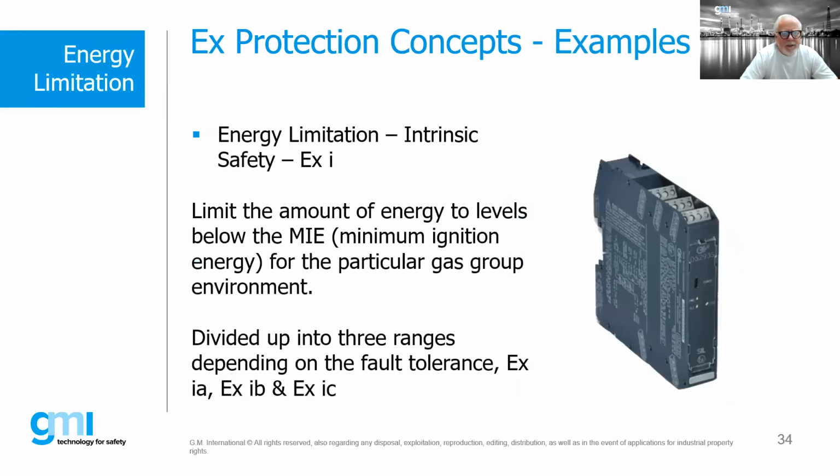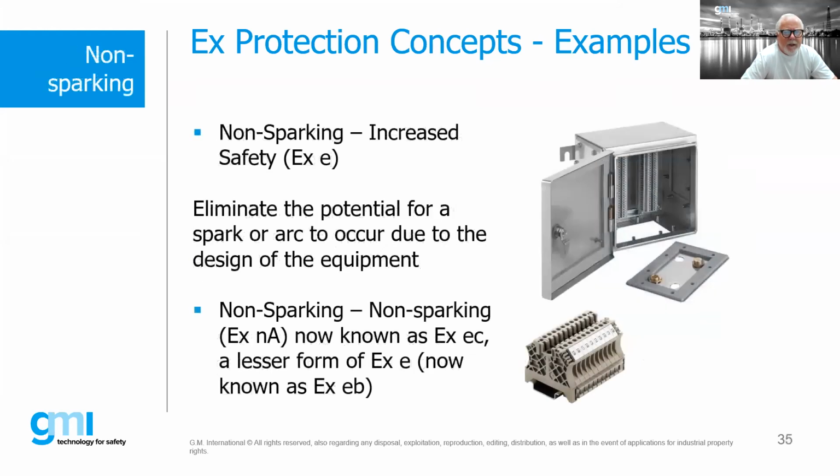So energy limitation, we limit the amount of energy. That's our minimum ignition energy, kind of like what we talked about previously for hydrogen. For example, we saw that it was 19 microjoules. So a barrier that is rated for hydrogen applications cannot allow more than 19 microjoules. And actually, there's a safety factor built in, so it is going to be significantly less. So we have, again, three fault tolerance ranges: EXIA, IB, and IC.